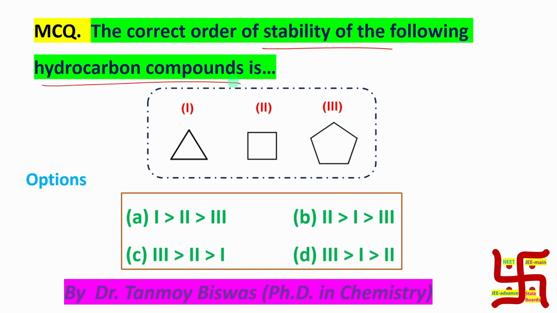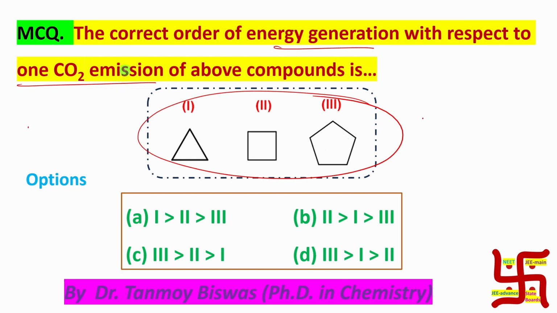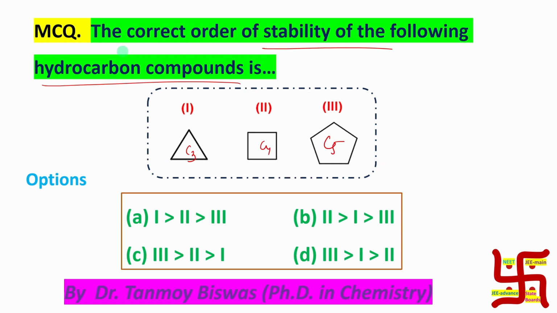So, stability, how can I judge? Because it says C3 hydrocarbon, it says C4, and it says C5. How can I judge? You can judge it with respect to heat of combustion data for per molecule CO2 emission. So, that's why this point is given. Apparently, these two questions look different, but actually they are asking the same thing. So let's go into the details.